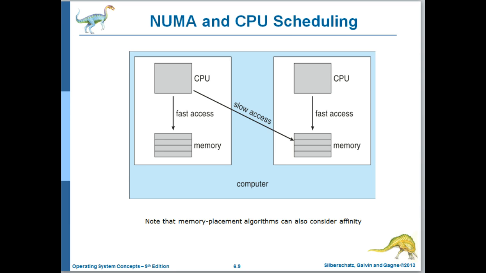NUMA is an acronym standing for Non-Uniform Memory Access. This is a specialized memory architecture in which not all of main memory can be accessed at the same speed as other parts of memory. So in this example, main memory is somewhat bound to CPUs. And the memory bound to a particular CPU can be accessed quickly, whereas memory bound to another CPU is accessed more slowly. This is another situation in which process affinity would come into play.